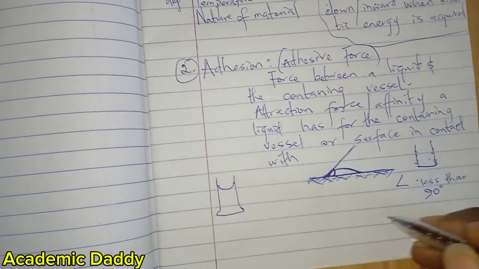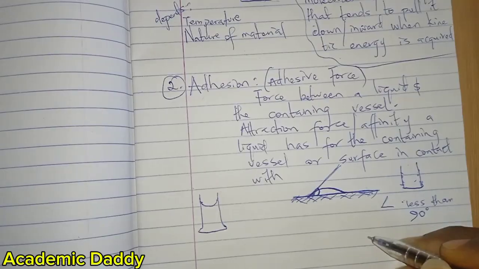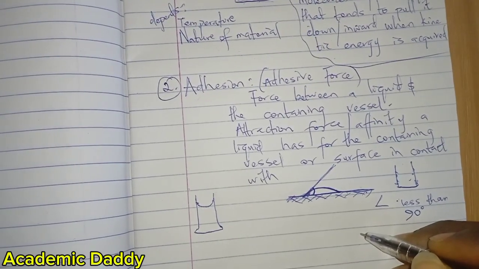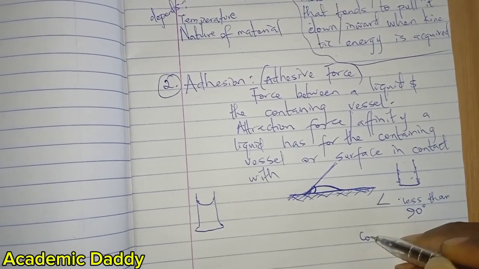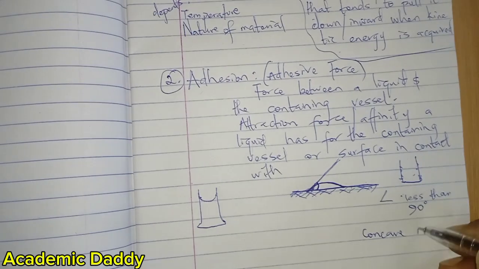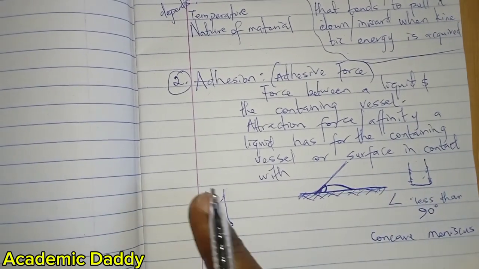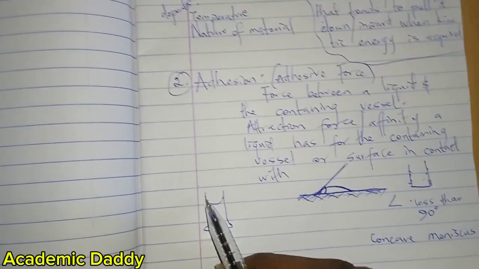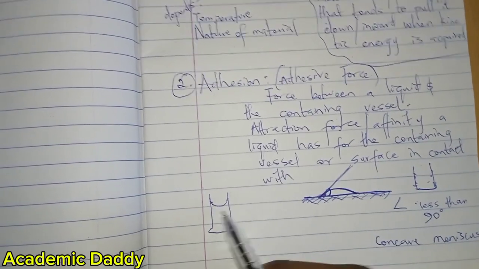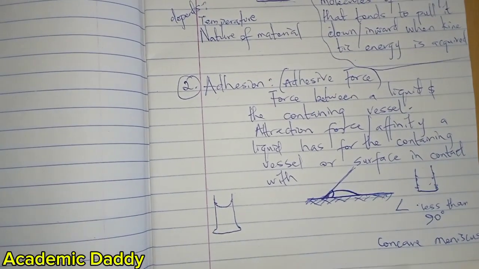So once you have adhesive force to be more, the attraction to the containing vessel to be more, you have a concave meniscus. That is, the upper part of it will look like a concave. This top surface is called meniscus when you have liquids that form shape.